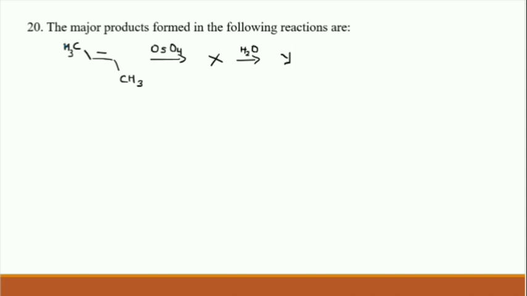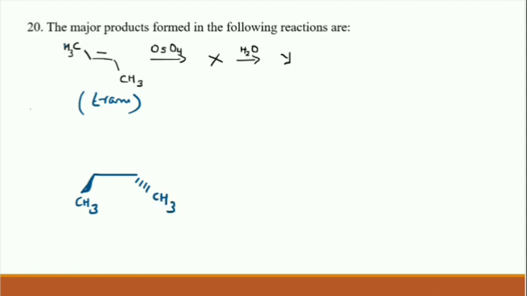Question: the major product formed in the following reaction. I am not writing the options, we have to solve this. Osmium tetroxide is added, so you will get a diol. When osmium tetroxide adds to an alkene, you get a diol. The alkene is trans, so one CH3 is above the plane and the other CH3 is below the plane. You can draw it like this.